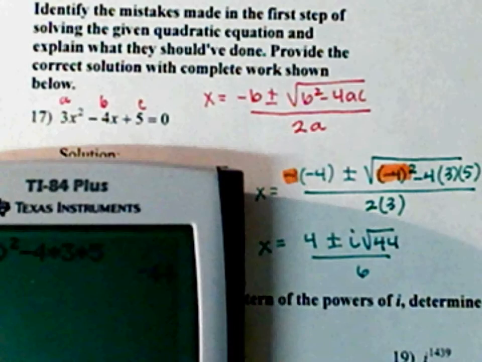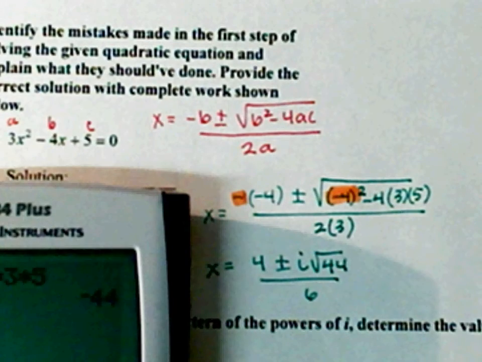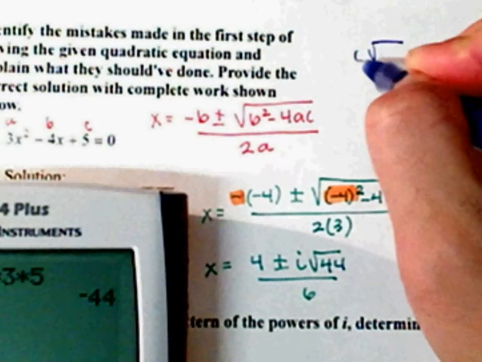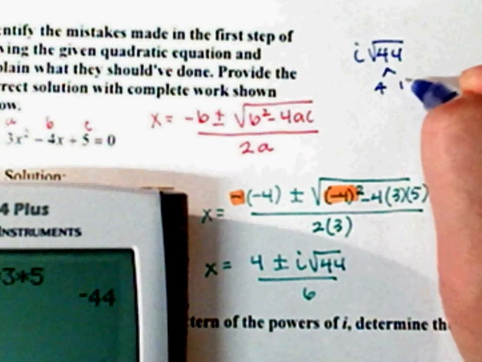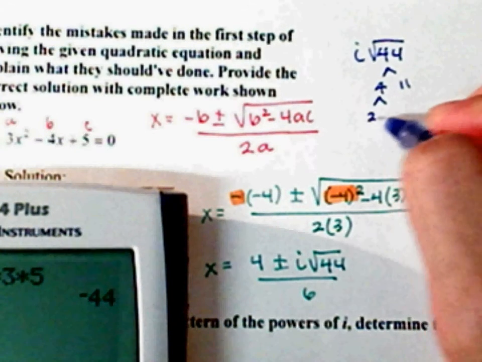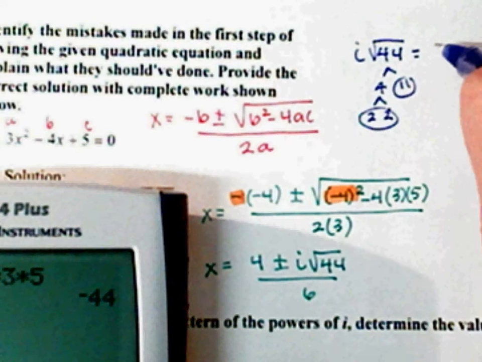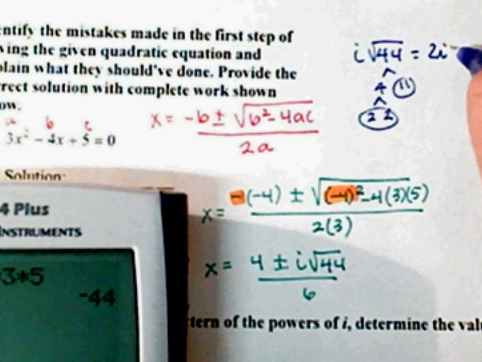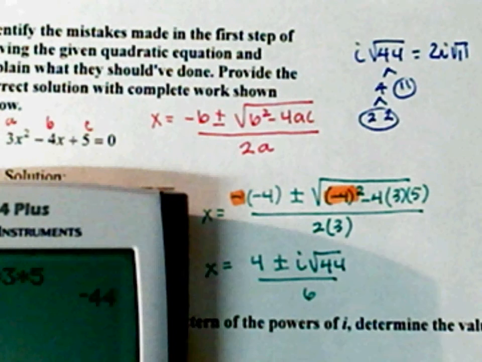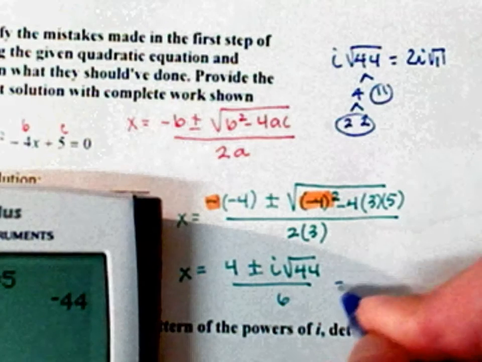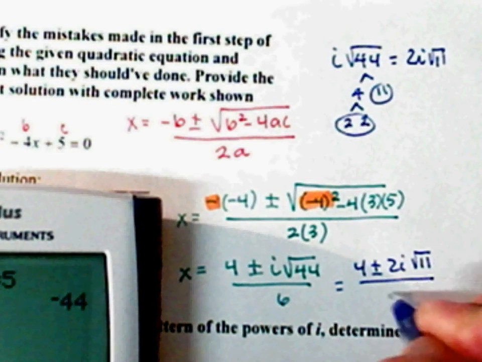Okay? I'm going to go up here real quick and try to simplify square root of 44 if I can. There's my i. Factors of 44 are 4 and 11. Factors of 4 are 2 and 2. I have 2 of a kind with 1 left over, so I have 2i square root of 11. And that's what I'm going to replace this with. Okay? So now you have 4 plus or minus 2i square root of 11 over 6.